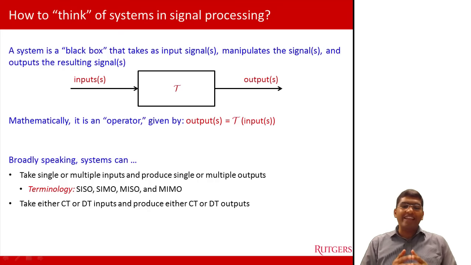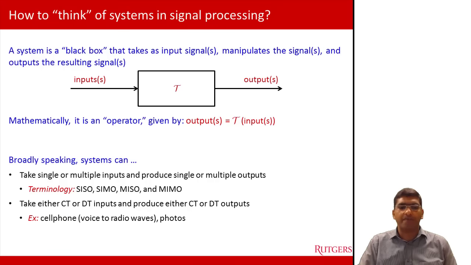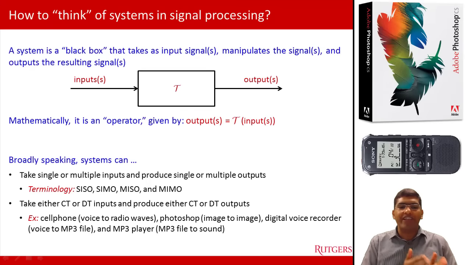Now, systems can also take either continuous time or discrete time inputs, and they can produce either continuous time or discrete time outputs. So here are some examples. A cell phone takes a continuous time input, voice, and produces a continuous time output, radio waves. Adobe Photoshop takes a discrete time input, an image, and produces a discrete time output, an image. A digital voice recorder takes as input a continuous time signal, voice, and then produces perhaps an MP3 file which is discrete. So it takes continuous time input and generates discrete time output. An MP3 player is the opposite of that: it takes a discrete time input, an MP3 file, and produces sound that you can hear. So that's a continuous time output.